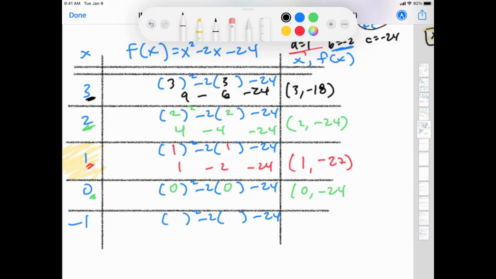All right, let's put in negative 1. Negative 1 squared is 1. Negative 2 times negative 1 is positive 2 minus 24. 3 minus 24 is negative 18. So I have negative 1, comma, negative 18.